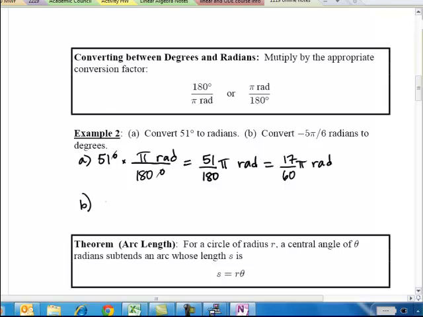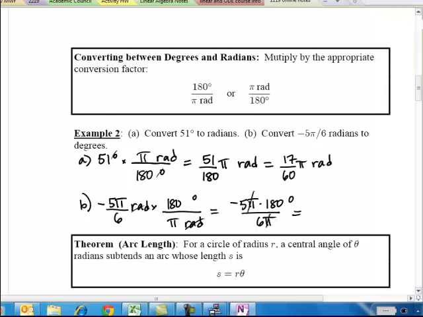And then if we want to go the other way, we have negative 5 pi over 6 radians, and we want that as degrees. Then we would put radians in the denominator and degrees in the numerator, so that the radians will cancel. Pi radians in 180 degrees. So now we're left with negative 5 pi times 180 over 6 pi degrees. We can reduce the pi over pi, and then 180 over 6 is 30, so it looks like negative 150 degrees.